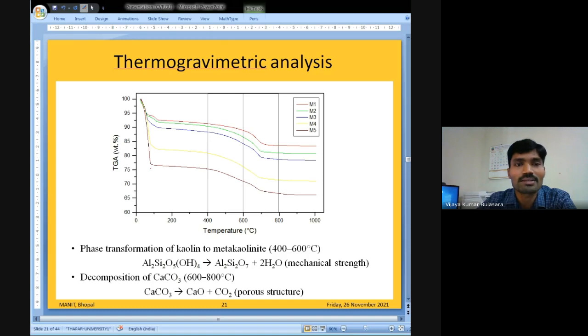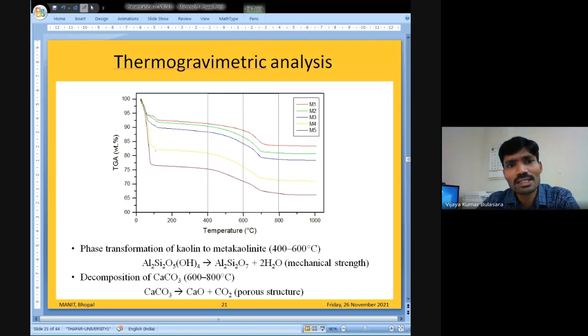The initial weight loss is because of the unbound or free moisture, because we are making the membranes using the paste casting method. So we are adding some water for making the paste. That free moisture evaporates at or below 100 degrees centigrade. So this corresponds to up to 100 degrees centigrade, where the free moisture evaporates.